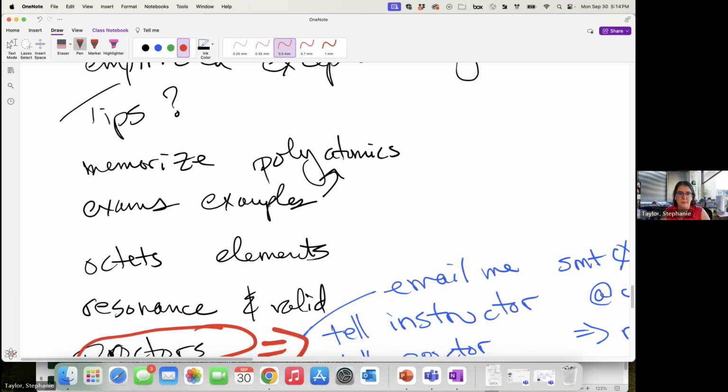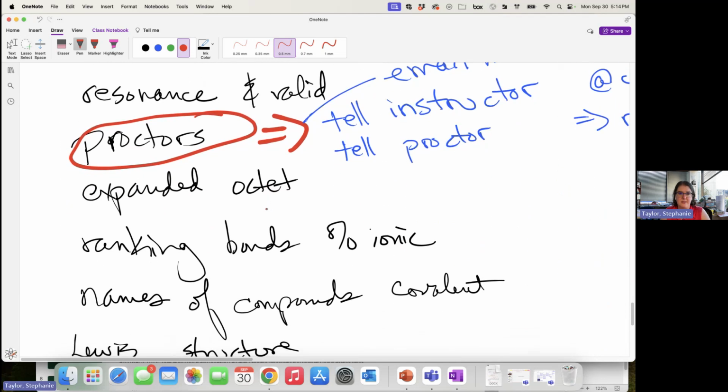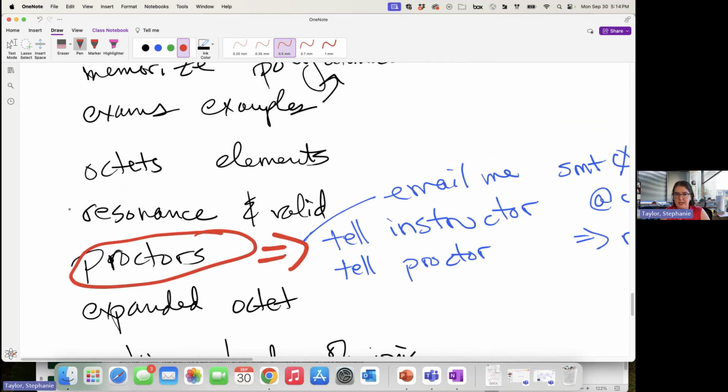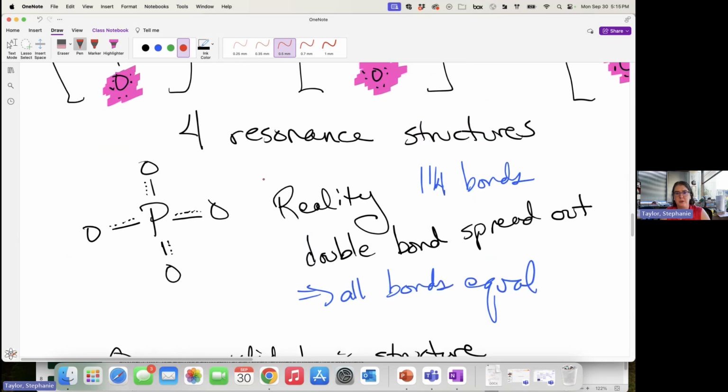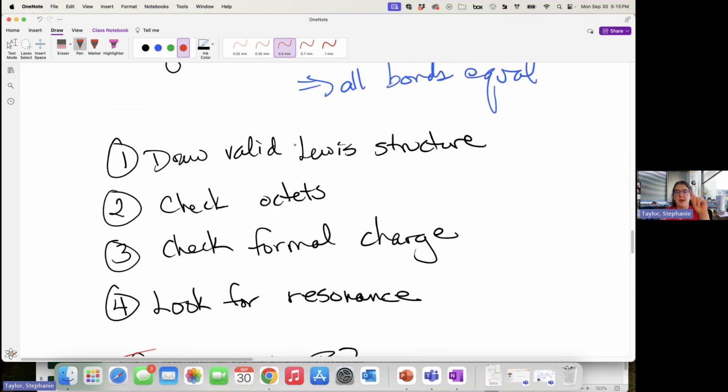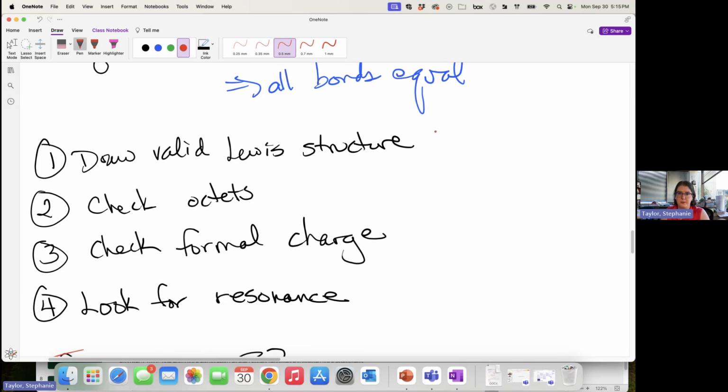So I think I already answered this question about resonance and valid Lewis structures. But let me go ahead and show you the place where I think we've already done that. Whenever it says draw a valid Lewis structure, this is really just placing all the valence electrons. A valid Lewis structure just means that it has the correct number of valence electrons. That's the reason why we always count those first, that's actually the valid part.